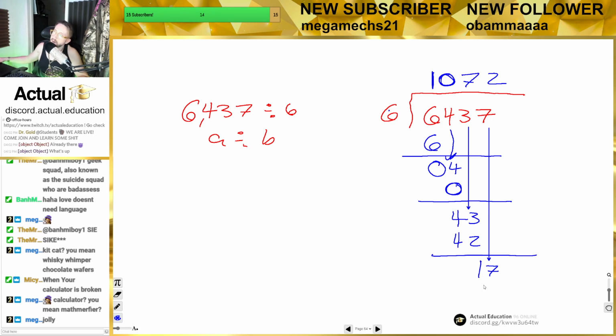Then you do 6 times 2 and put the answer, 12, down. And then 17 minus 12 is 5. What do I do with that 5? That's the remainder. So the answer we would say is 1072 remainder 5, which is how they write this with an R.